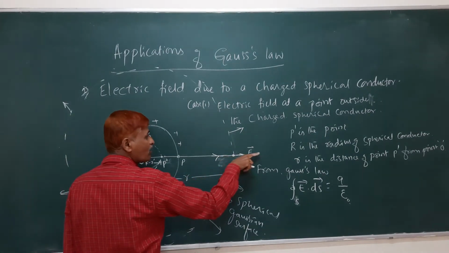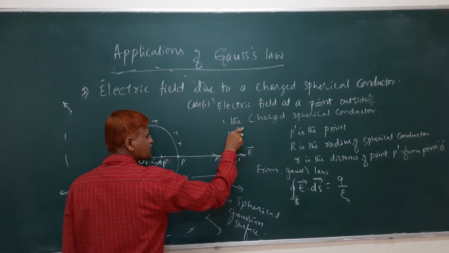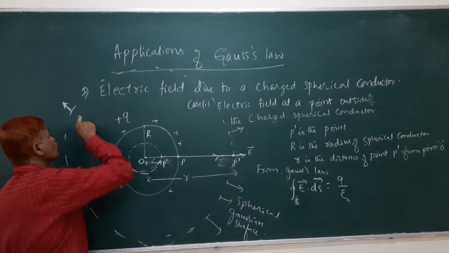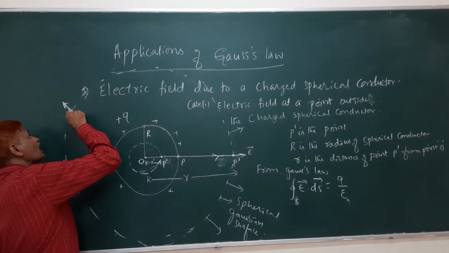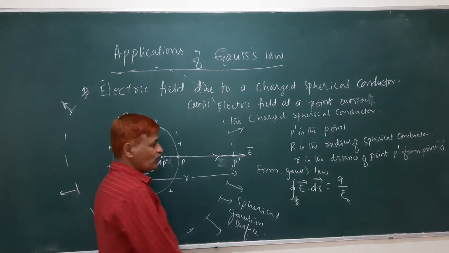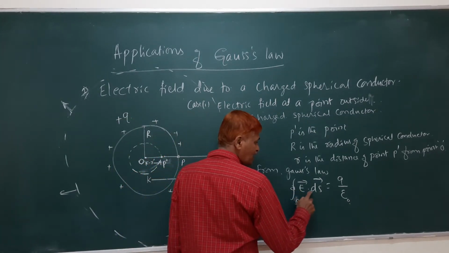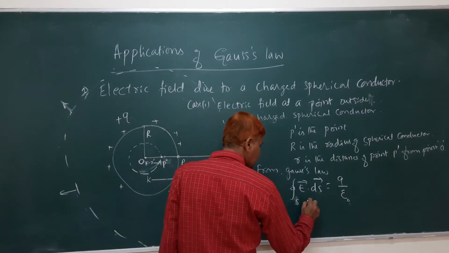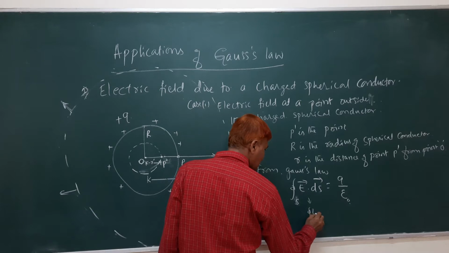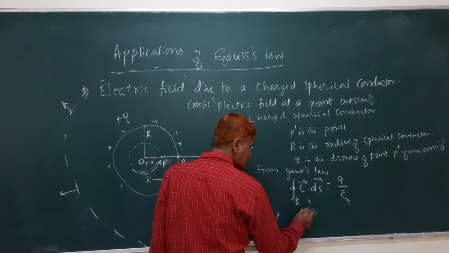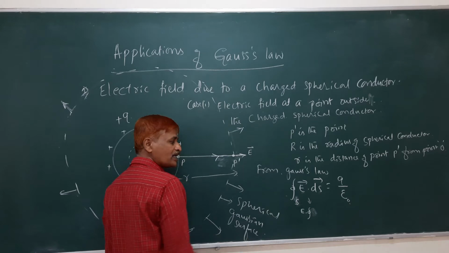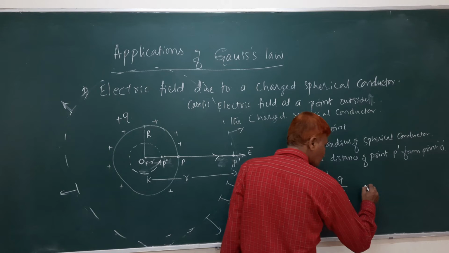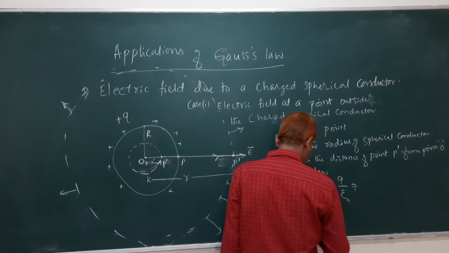E is always along the normal, normal to the surface. So the angle between the normal and E is 0. So the dot product is E dS cos 0, and cos 0 is 1. Since E is the same everywhere, I can take E outside the integration, and this becomes E times the surface integral of dS.